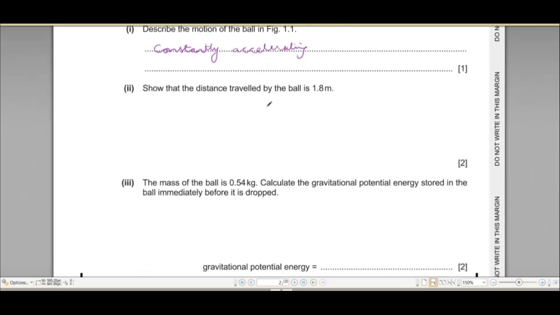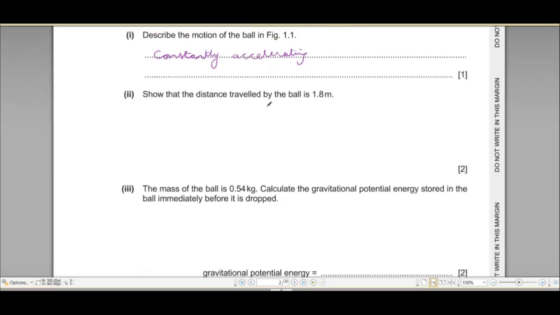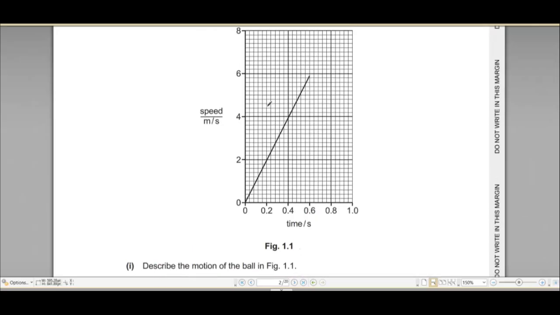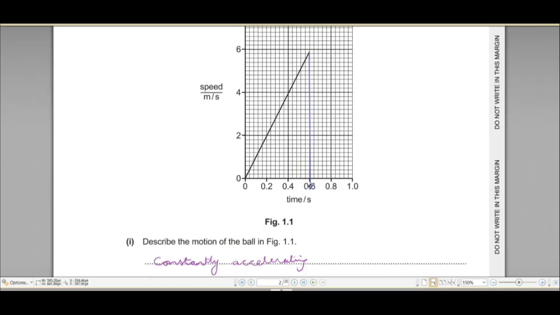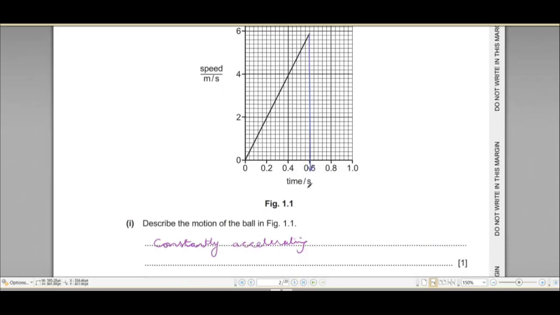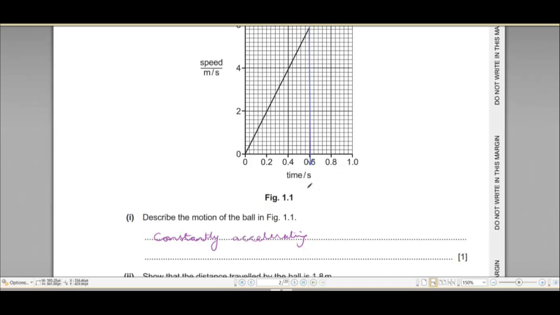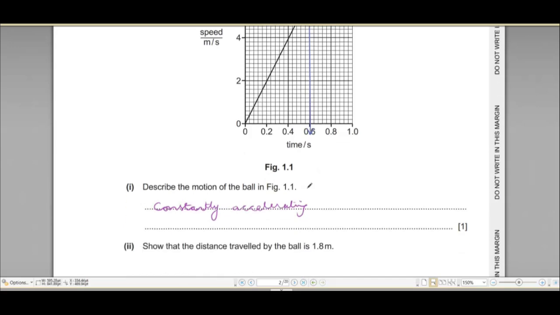Show that the distance traveled by the ball is 1.8 meters. Now we all know that the area under the graph is given by the distance. So what we are going to do is draw a line over here, and we can see that over here we've got a triangle. So we will find the area of the triangle, and then we will get to know that the distance traveled is 1.8 or not.